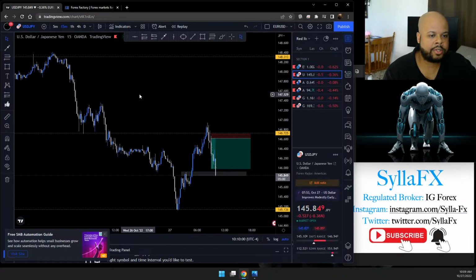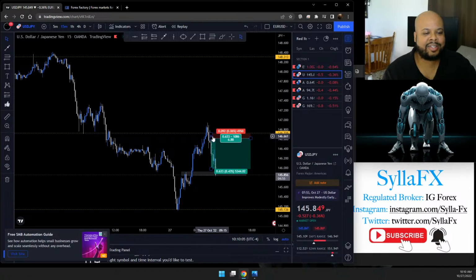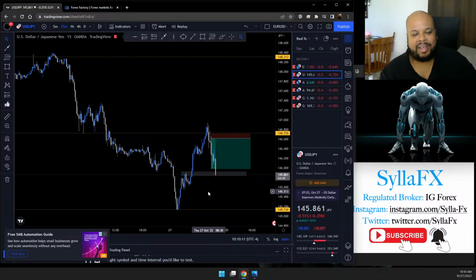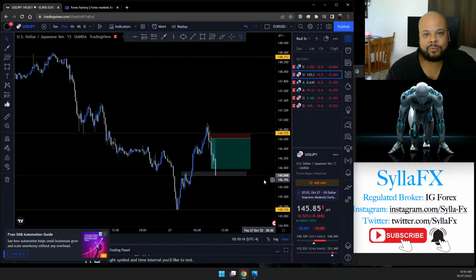And then on the dollar yen, look at that. Earlier I was saying that the price was likely going to come all the way down and test this high, the high that it broke here and then rejected. If I would have been 5 minutes more patient. But anyways, either way, we got two winners now.